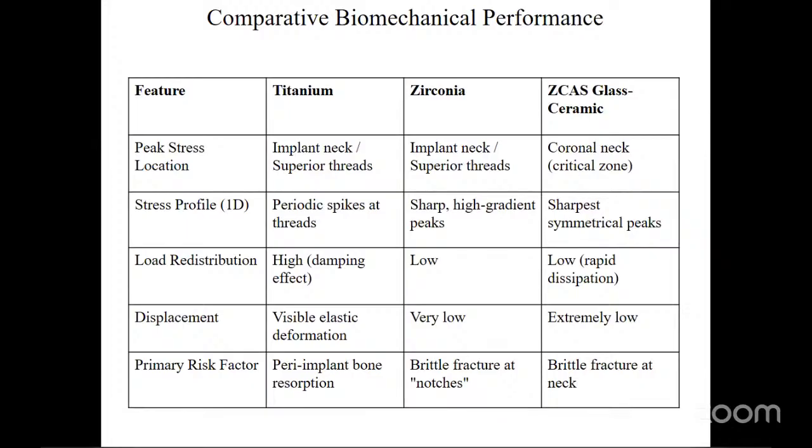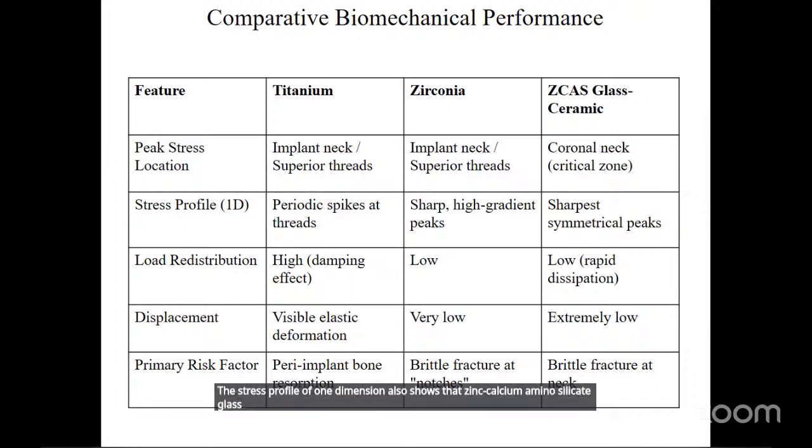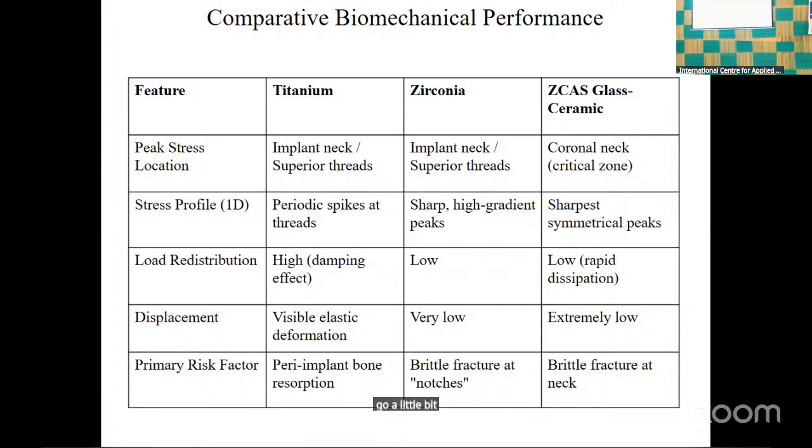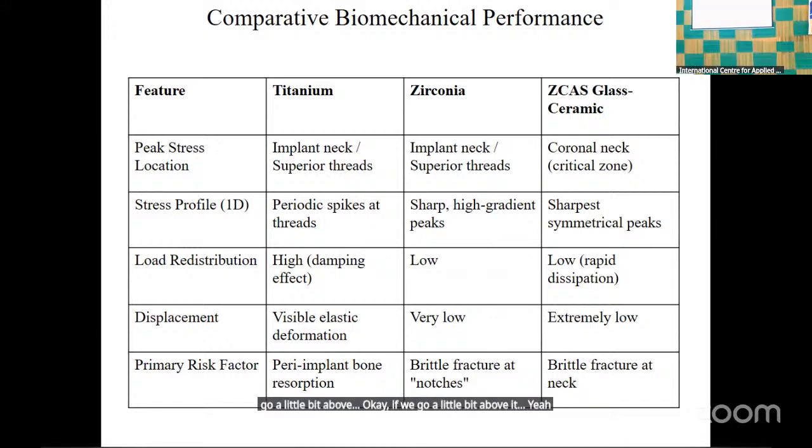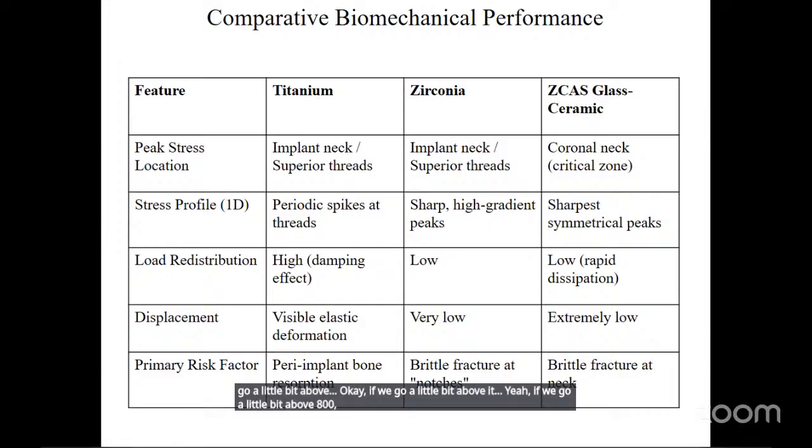The stress profile of one dimension also shows that zinc calcium aluminosilicate glass shows a peak at the very top of it. It means if we go a little bit above 800, it might shatter.